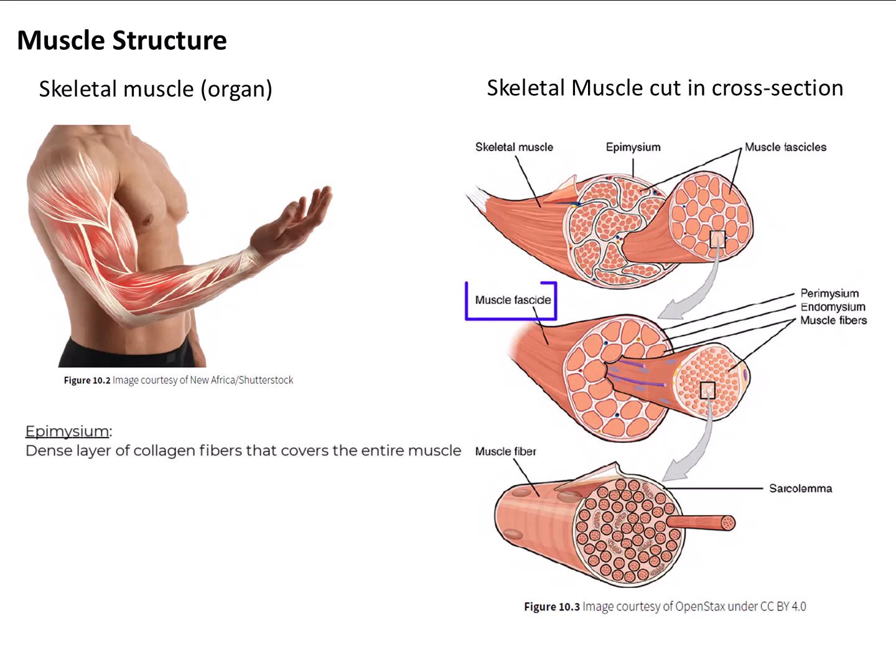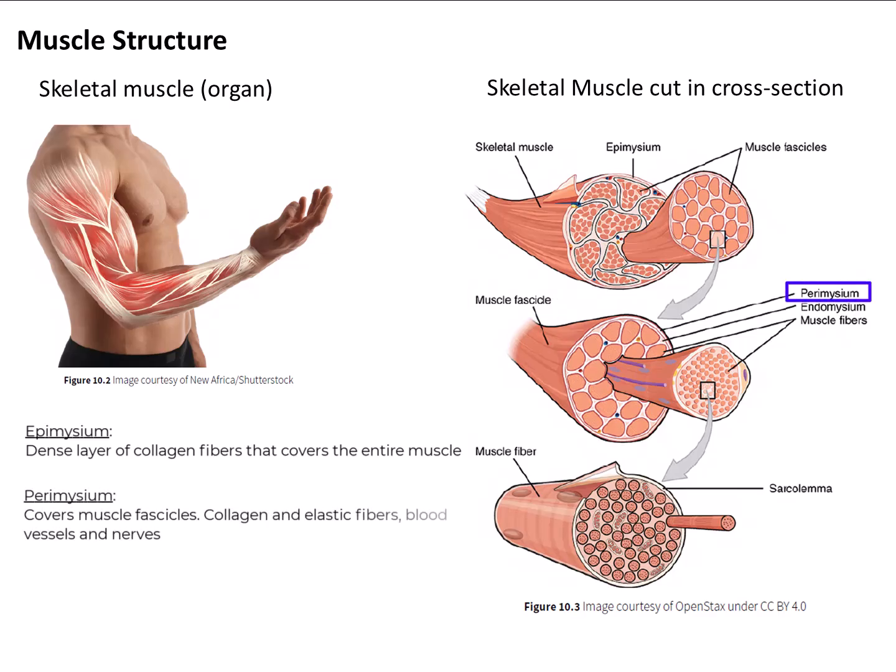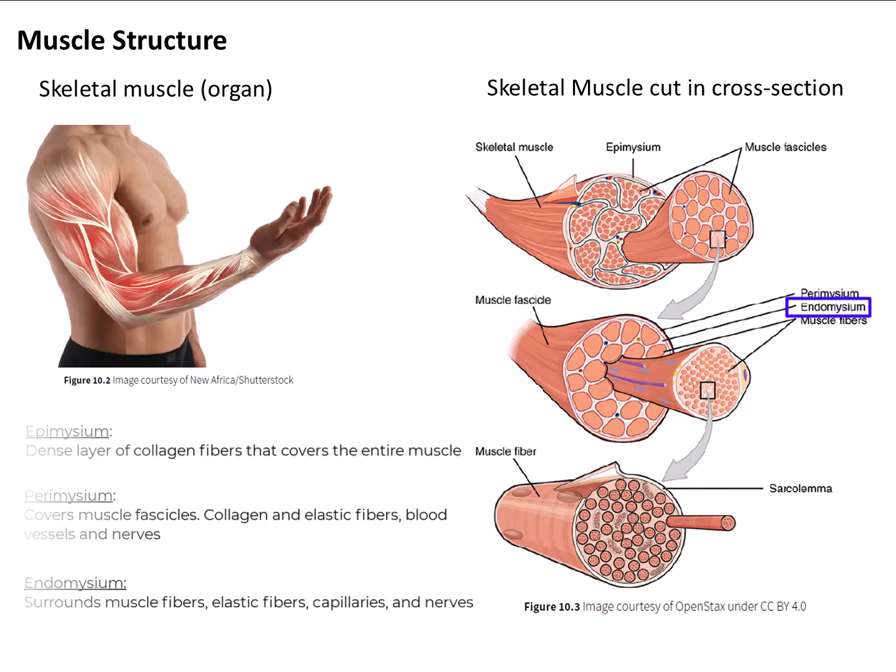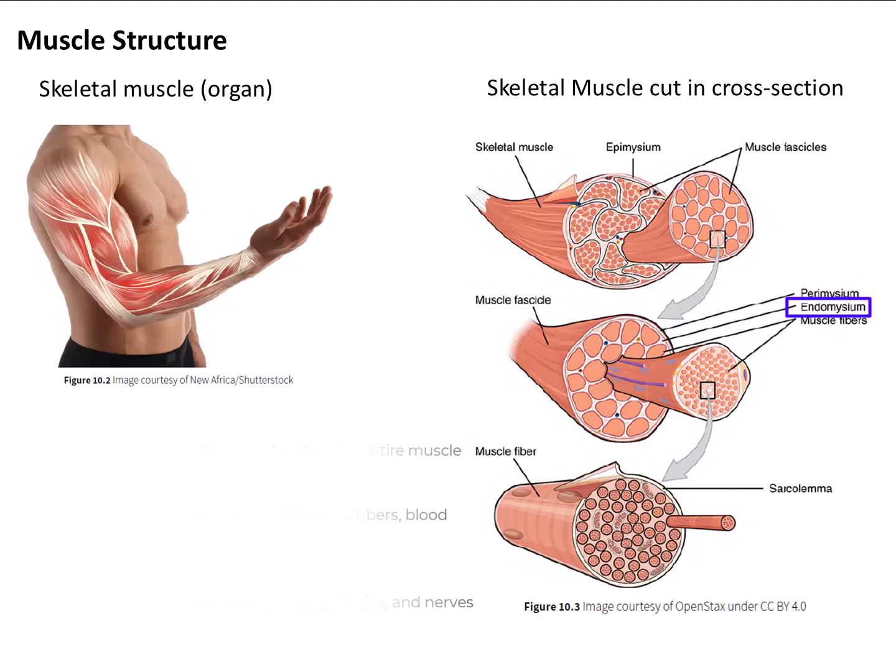Between the bundles of muscle fibers, or fascicles, is the perimysium. The perimysium consists of collagen fibers, blood vessels, and nerves. Lastly, surrounding individual muscle fibers is the endomysium. This consists of elastic fibers, capillaries, and nerves.